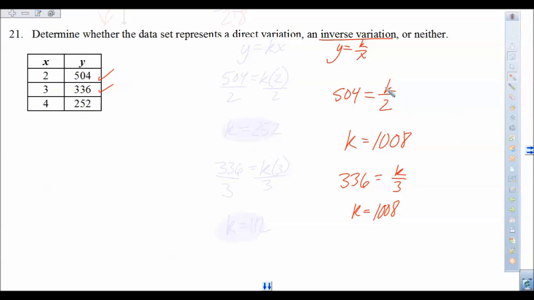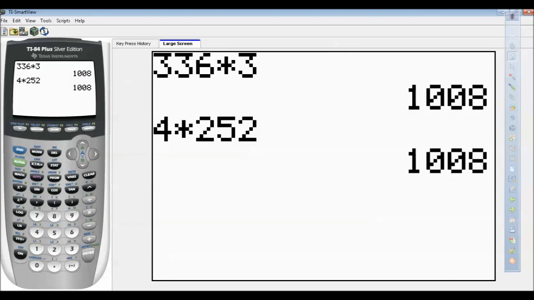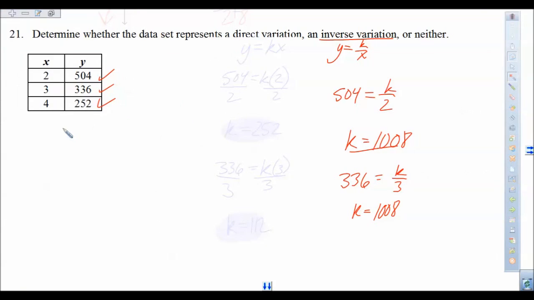Do you notice what we're doing here to get k every single time? We're taking x and multiplying it by y. X times y. So look at that: 4 times 252 is 1008 again. So I think we got it. So this thing here was definitely inverse variation.